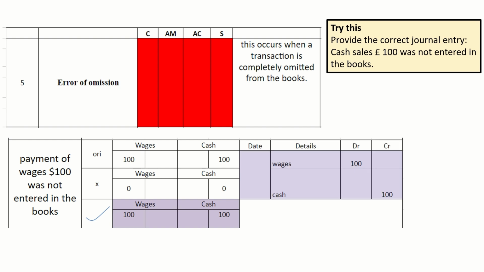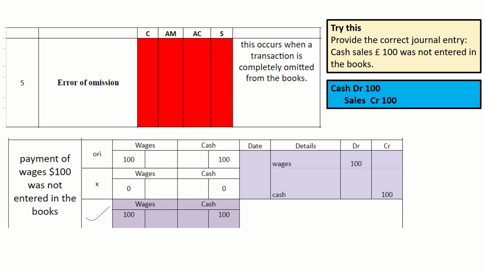Now try this. Provide the correct journal entry. Cash sales 100 was not entered in the books. How will you rectify this error? The answer should be cash account debit 100, sales account credit 100.